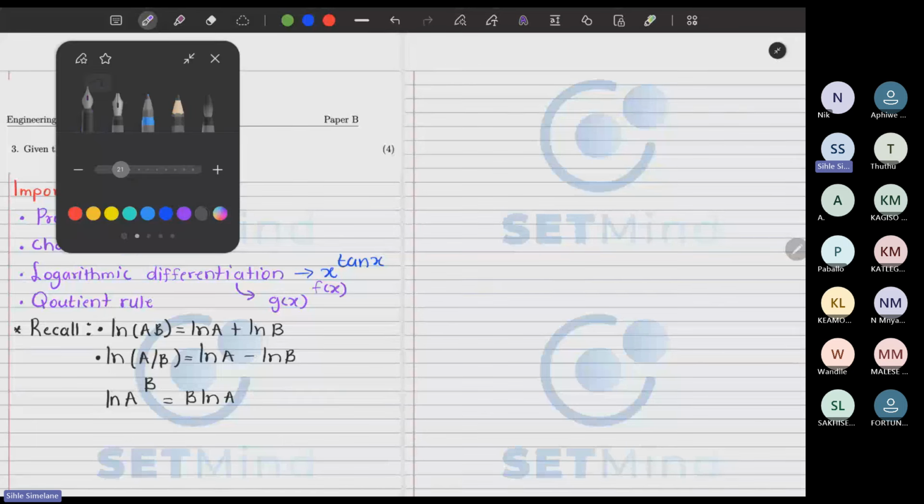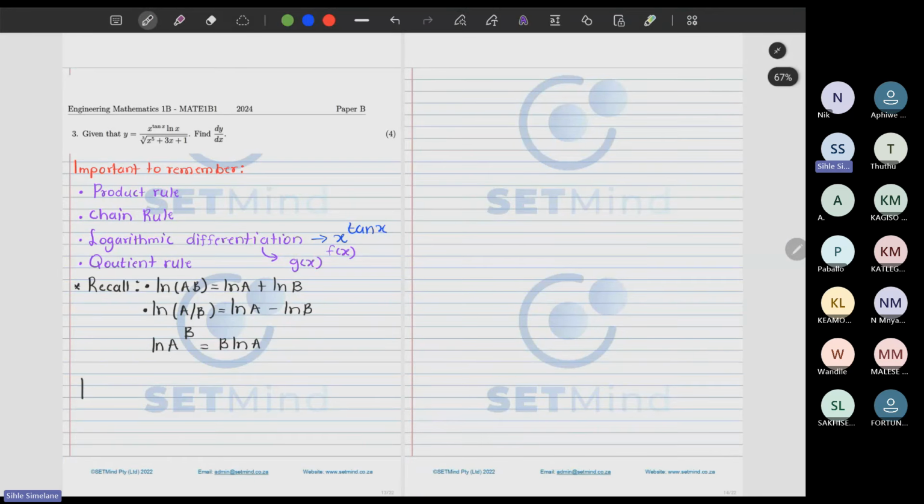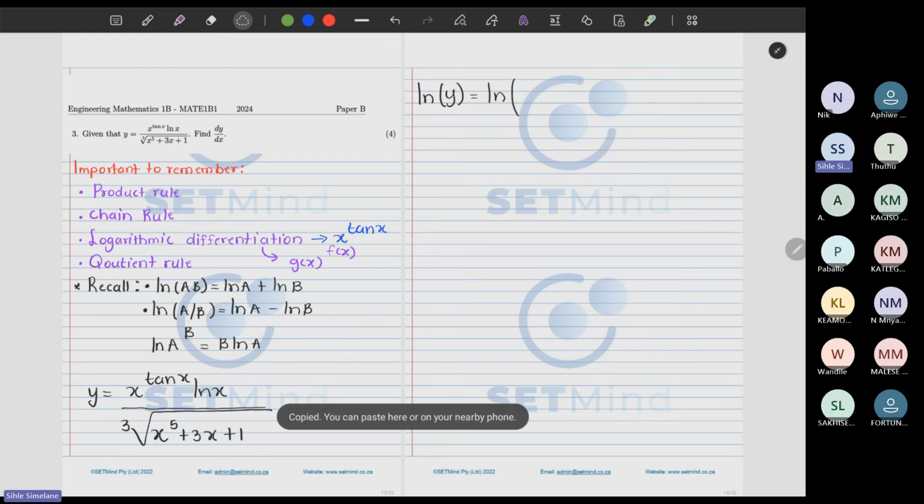So let's go ahead and introduce our ln. So it means I'm going to start by pulling up my y. So my y is x to the tan of x and then ln of x divided by our cube root of x to the power of 5 plus 3x plus 1. So I'm going to introduce ln. And what we do on the left, we always do on the right-hand side. So let's copy all of that. Put it up here.